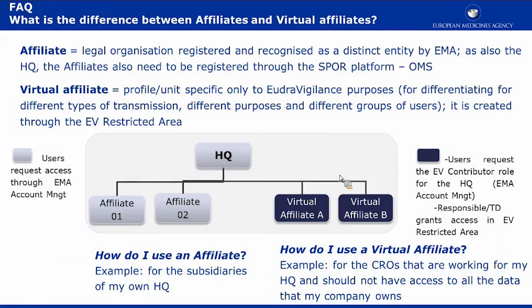Main, very important question that most of you have had: what is an affiliate and how is it different from a virtual affiliate? An affiliate is a legal organization. It is recognized as such by NCAs, via the registry. It is recognized as such by EMA.